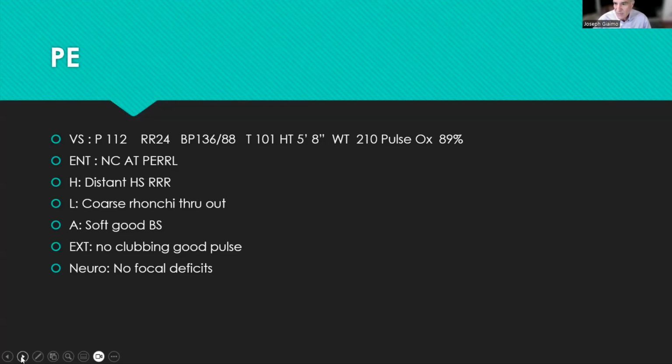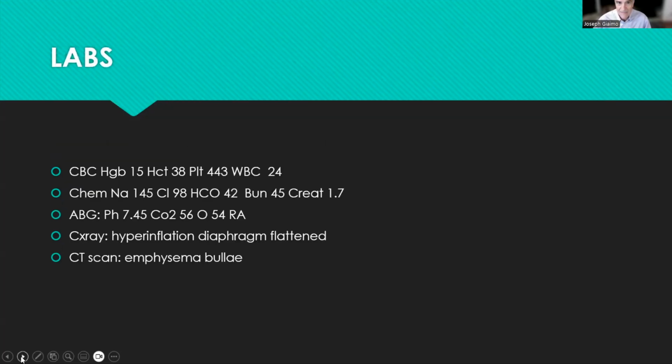On physical exam, his pupils are equal and reactive to light. His heart sounds are very distant. He has coarse rhonchi throughout, coarse breath sounds throughout his lungs. His abdomen is soft. There's no guarding or rebound. He has no clubbing and has good pulses, and neurologically he's intact. Can I have the next slide, please?